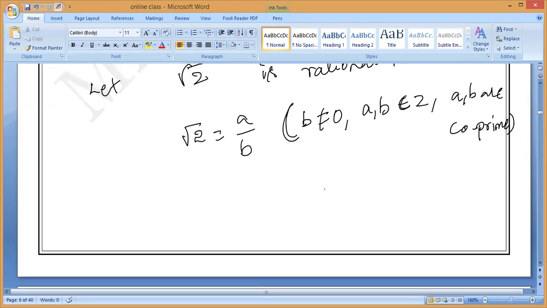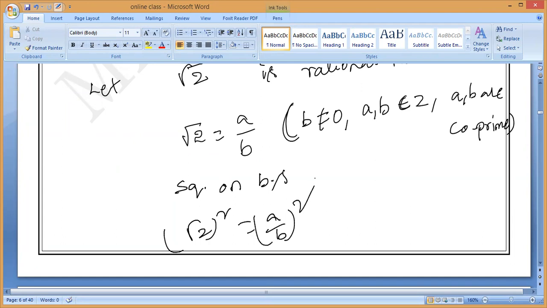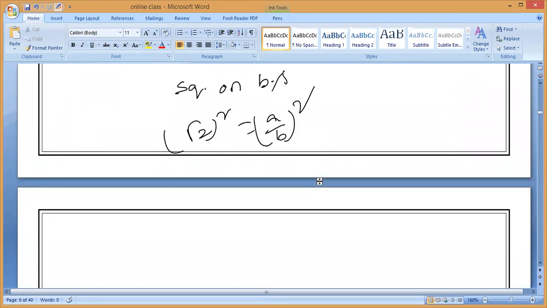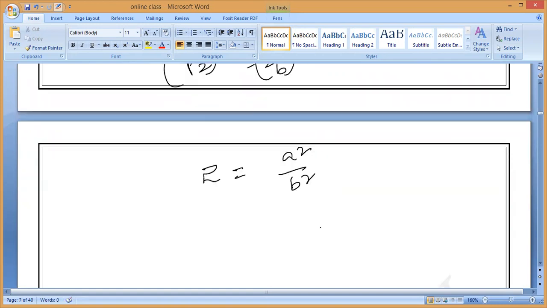What is the next step? Square on both sides. Root 2 whole square is equal to A by B whole square. The square and root will cancel, so 2 is equal to A square by B square. Then 2B square is equal to A square.